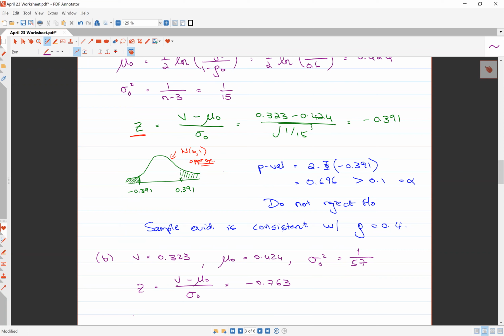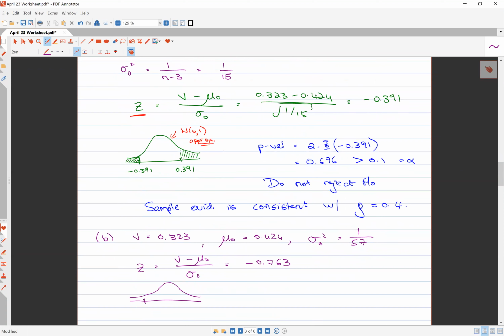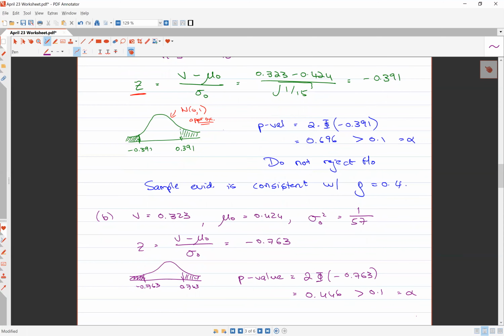And again, two-sided alternative, so the p-value corresponds to both tail areas. And that ends up being, in this case, 0.446, which is still larger than our 10% level of significance. So again, we do not reject the null hypothesis.